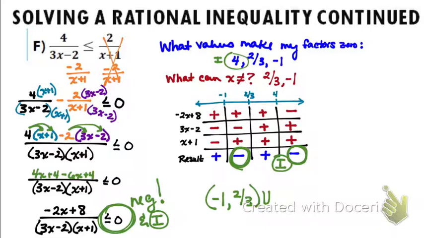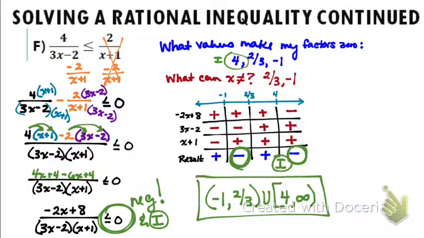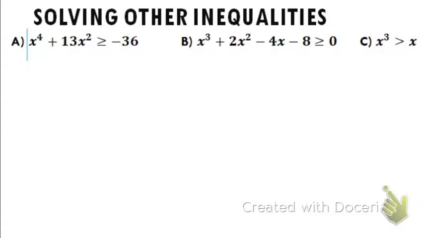Parentheses or brackets for my last interval? Bracket. 4 to infinity. It can be equal to 4. I would love to use brackets on everything, but I can't have it equal to something that would make my denominator 0. So it has to be parentheses there. You guys okay with this one? All right. This is the last screen.